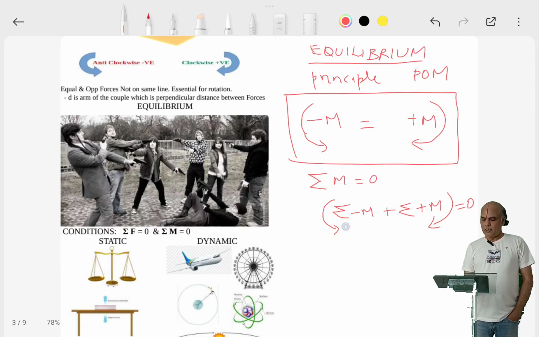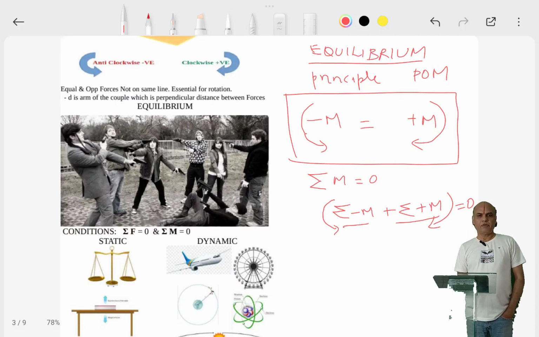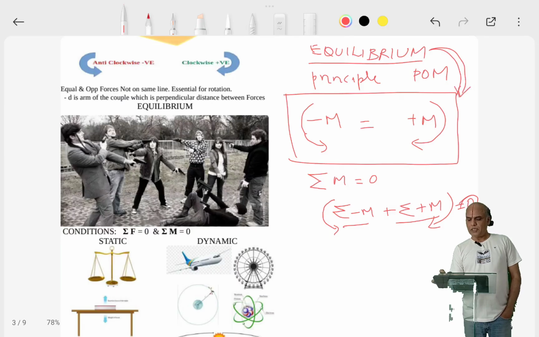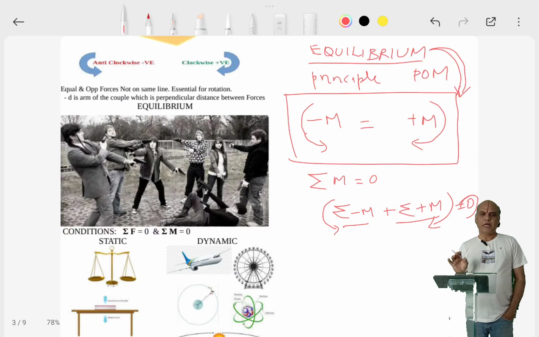Or in other words, the sum of all anti-clockwise moments plus the sum of all clockwise moments is equal to 0. Or in other words, we can say the algebraic sum of moments about any axis of rotation should be equal to 0. So when a body is in equilibrium, this condition is true. What is that condition? The sum of clockwise moments is equal to the sum of anti-clockwise moments, or the algebraic sum of all moments should be equal to 0. This principle is called the principle of moments.